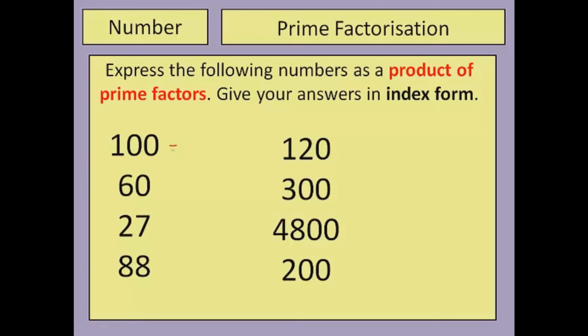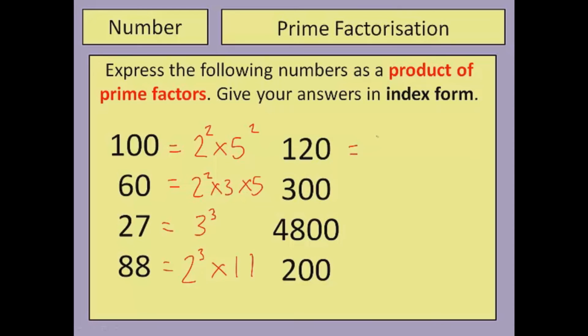Okay, the answer is 100, that's 2 squared times 5 squared. 60, that's 2 squared times 3 times 5. 27, that's 3 cubed. 88, that's 2 cubed times 11.